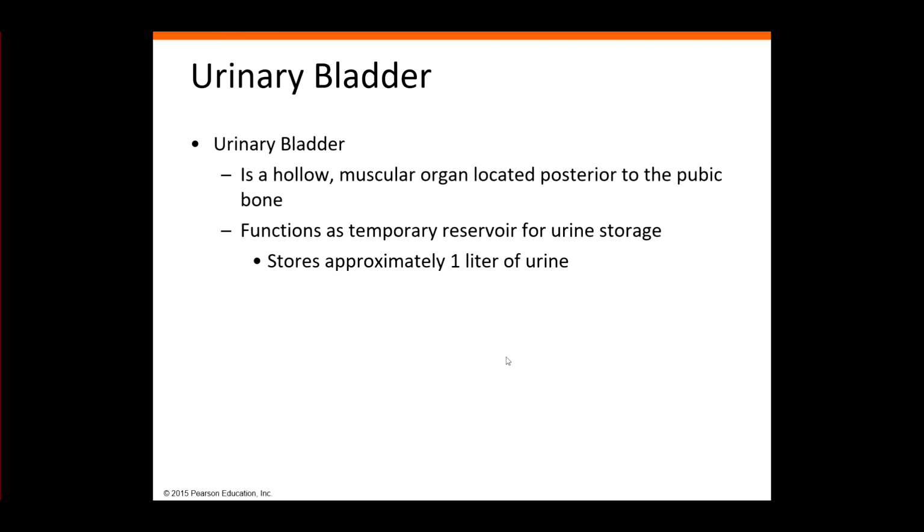You could think of this as a hollow muscular organ that's located right behind our pubic bone. And all it does is store urine. It can hold on average about 1 liter of urine. Right? Everybody's a little bit different. And some people can hold more, some people can hold less, but figure on average 1 liter of urine.